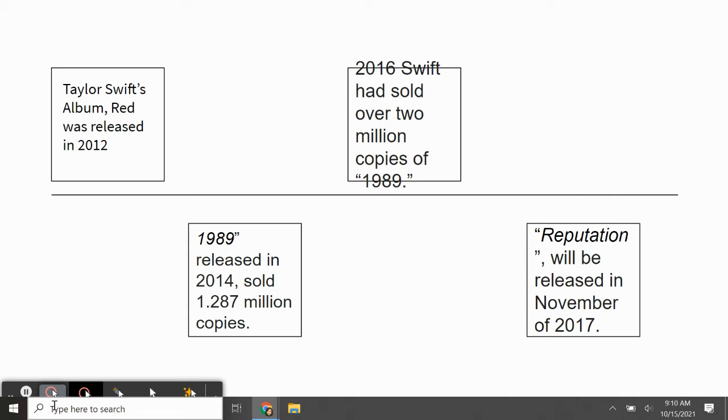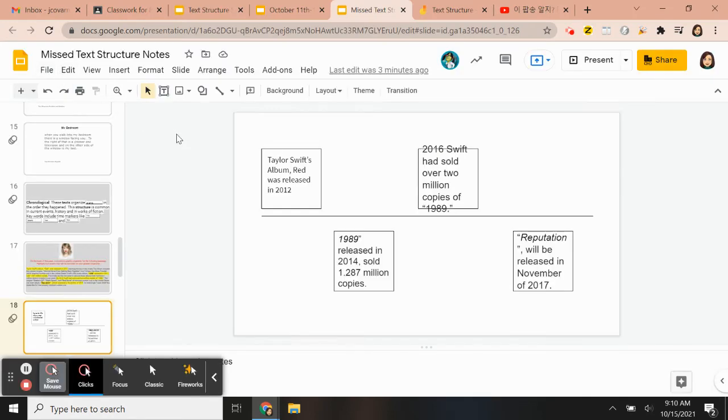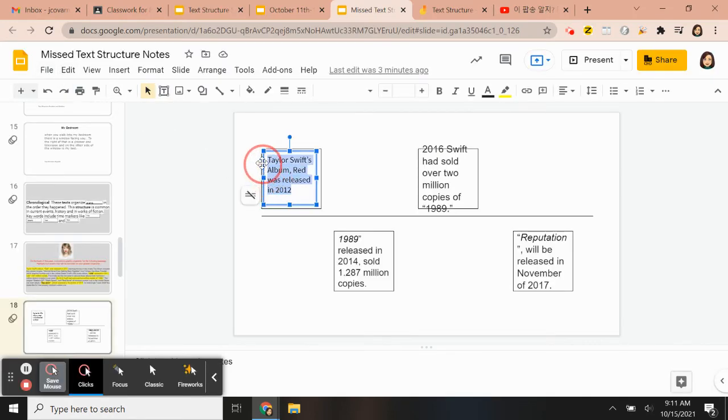All right, once we have those events in there, now we're ready to write our summary. And our summary is going to be really easy to write. Do you guys remember when we wrote summaries with plot mountains? For fiction? It's going to be the same exact thing, except we're going to use the timeline to do it. So we're just going to add those transition words. We used words like first, then, next, if you remember. So our summary is going to be: first, Taylor Swift's album Red was released. Then 1989 released in 2014. Next, in 2016 Swift had sold over 2 million copies. Last, Reputation will be released. That's all we have to do. Okay, so you guys do not have to write this summary. I'm just going to show you what it will look like, and then you're going to write one with a group.